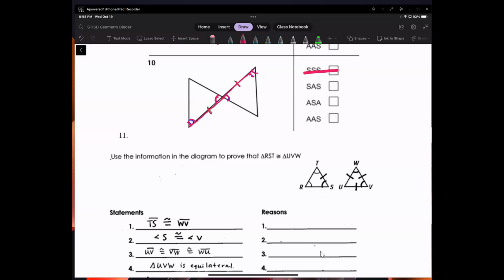Do we have side, angle, side? No, because for side, angle, side, we would have had to have this one congruent to this side, but we don't have that. So unfortunately, we can't say that. So it won't be side, angle, side. Angle, side, angle, yes, we have this pair of angles congruent, we have this pair of sides congruent, and this angle. So it definitely will be angle, side, angle. It will not be angle, angle, side.